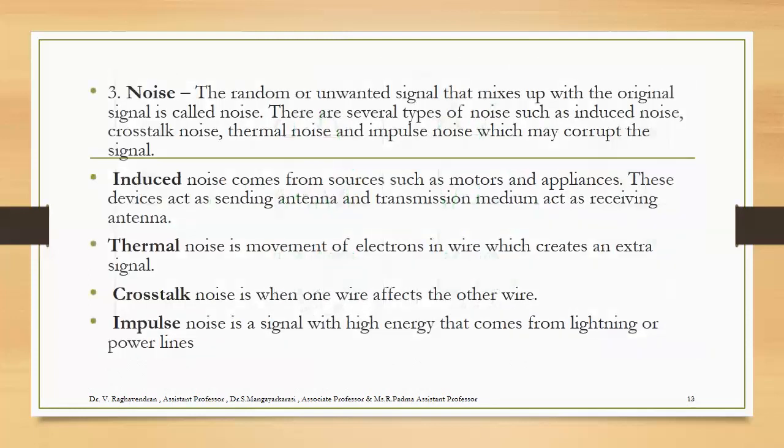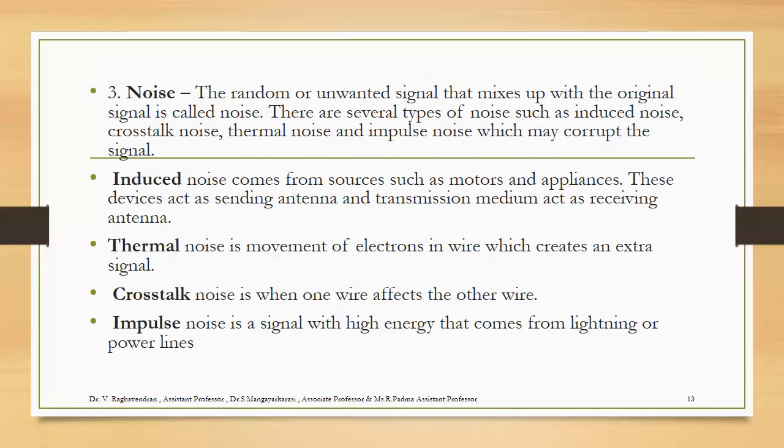So the third impairment is noise. Noise means the random or unwanted signal that mixes up with the original signal. There are several types of noise, such as induced noise, thermal noise, crosstalk noise and impulse noise. These noises corrupt our original signal values. Now I will discuss the different types of noise.